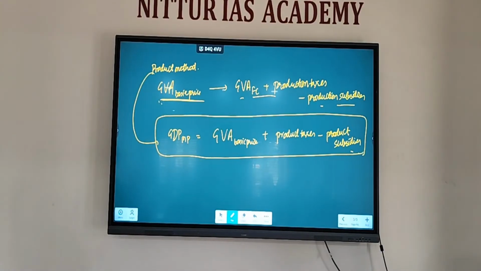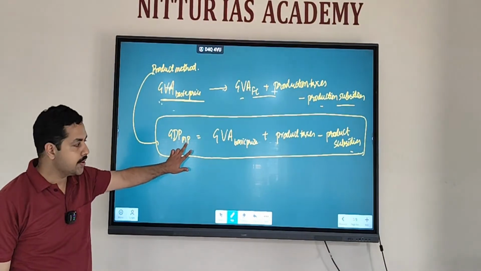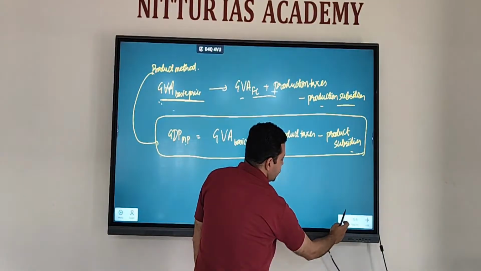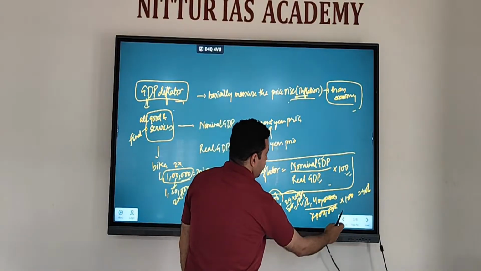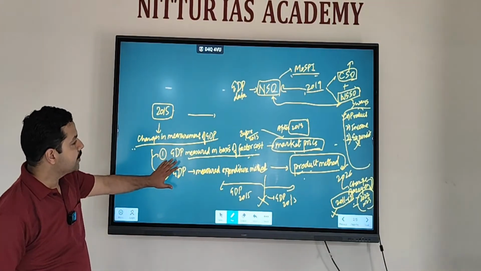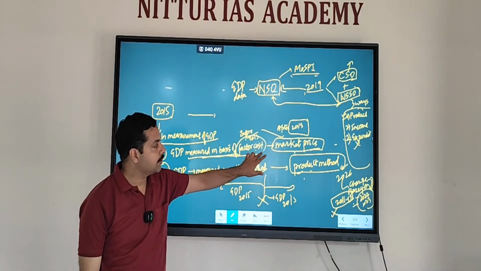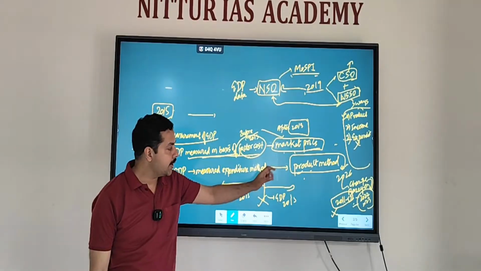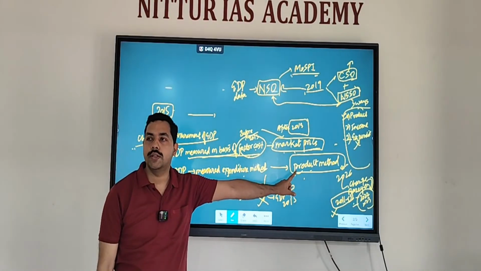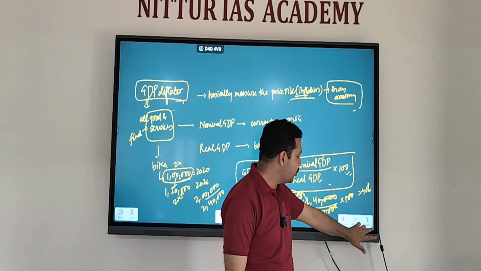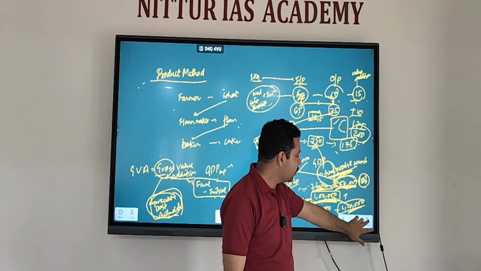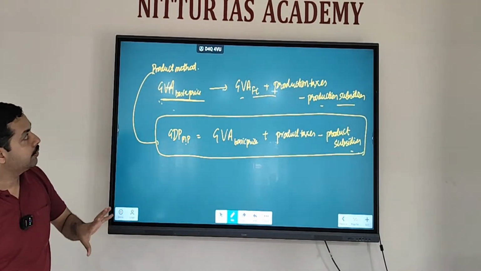Right. As we discussed, earlier we were measuring GDP at factor cost. Now we are switching towards GDP at market price. That is what we have done from 2015 onwards. Earlier we were measuring GDP at factor cost, but now we have shifted to market price. Earlier we were using the expenditure method. Now we have shifted to the product method. Product method means we are using GVA, and through GVA we are trying to calculate the GDP.